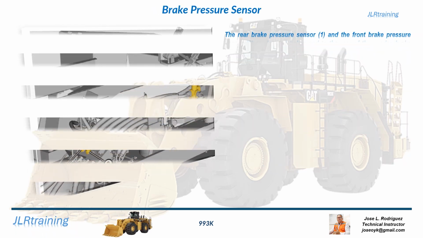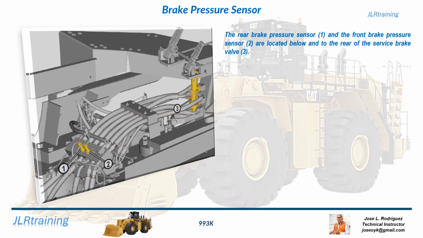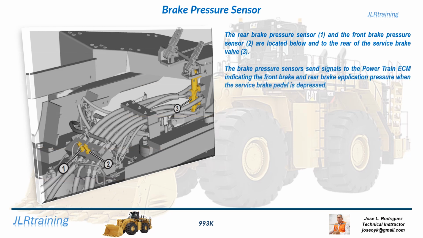Brake pressure sensor. The rear brake pressure sensor, 1, and the front brake pressure sensor, 2, are located below and to the rear of the service brake valve, 3. The brake pressure sensors send signals to the powertrain ECM indicating the front brake and rear brake application pressure when the service brake pedal is depressed.